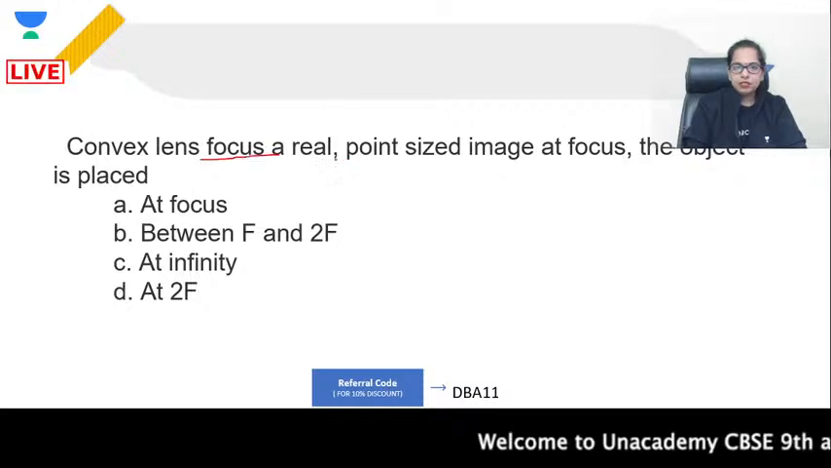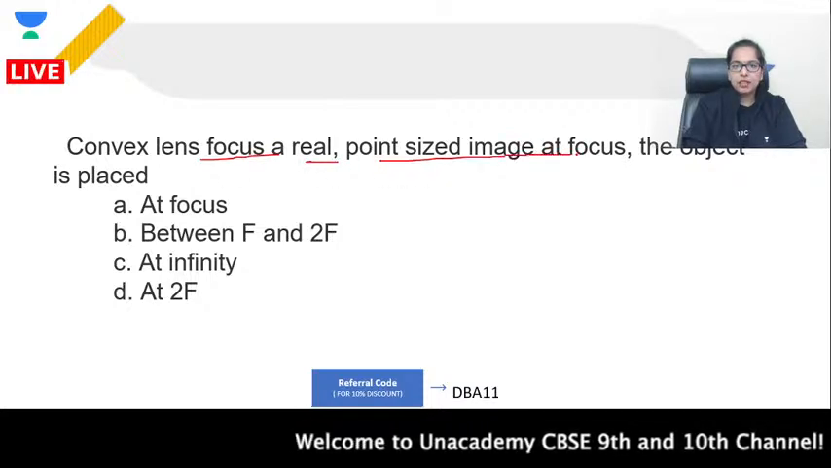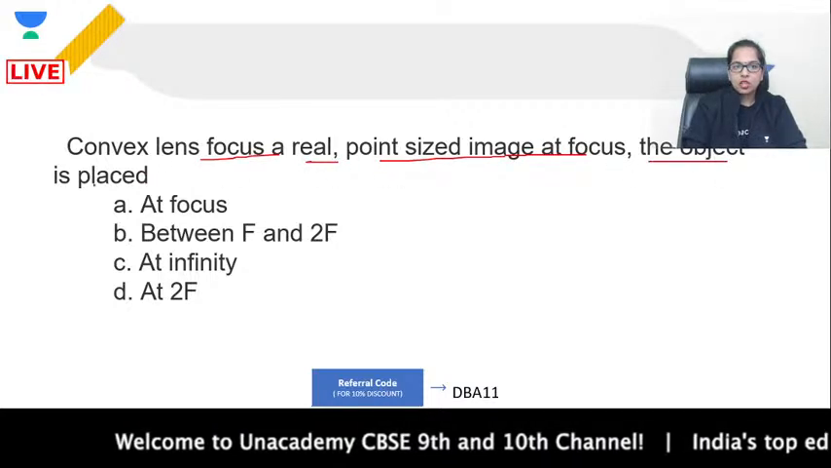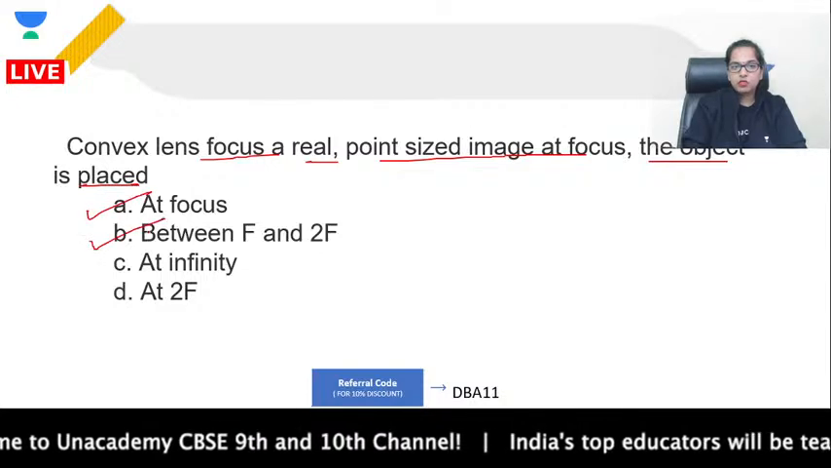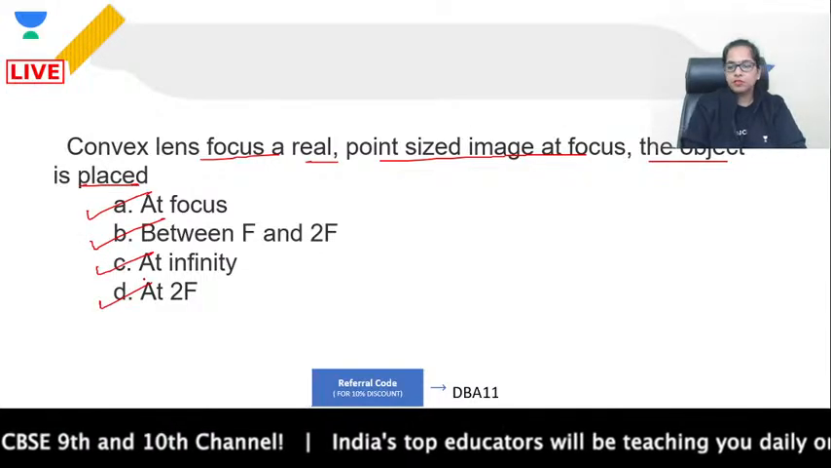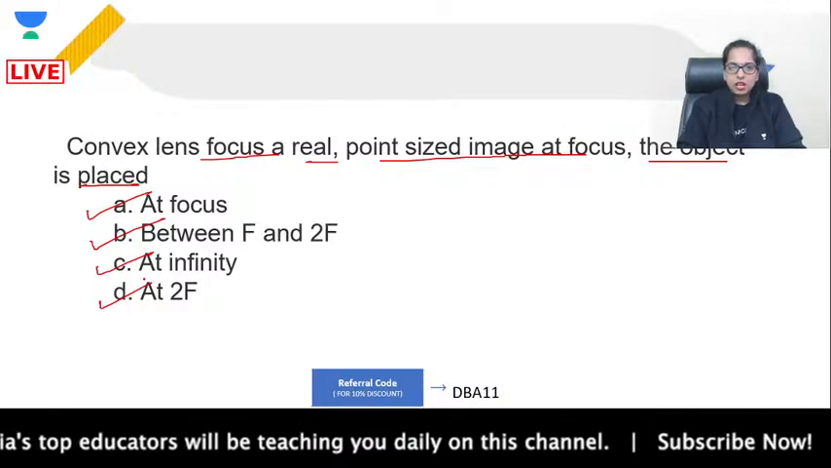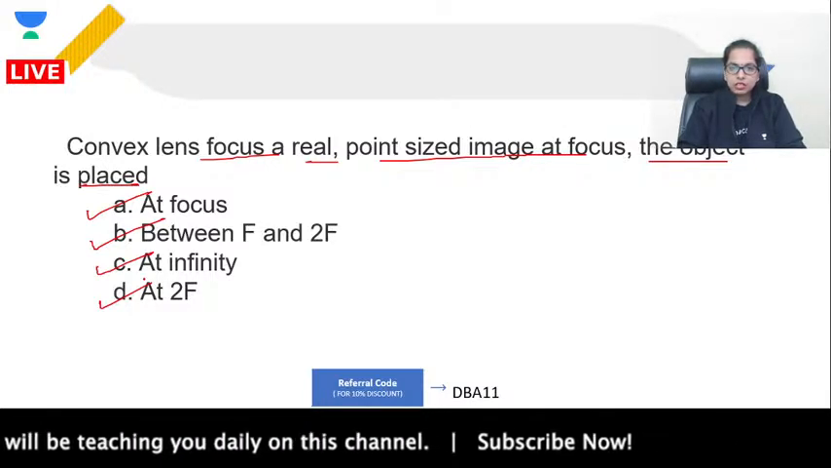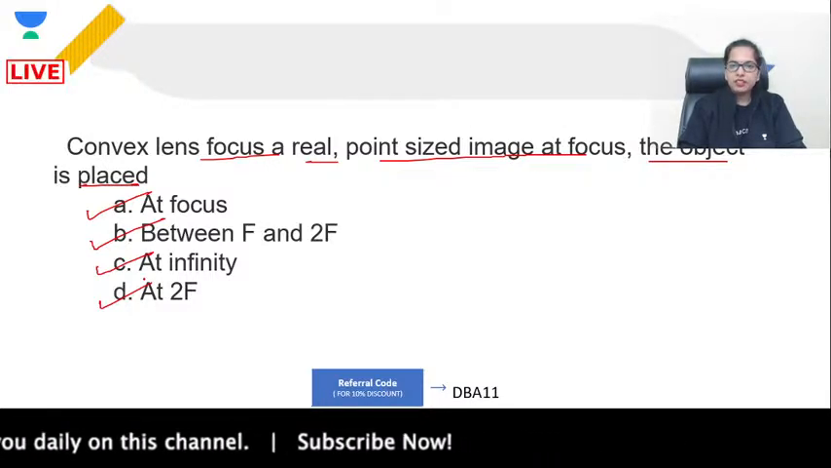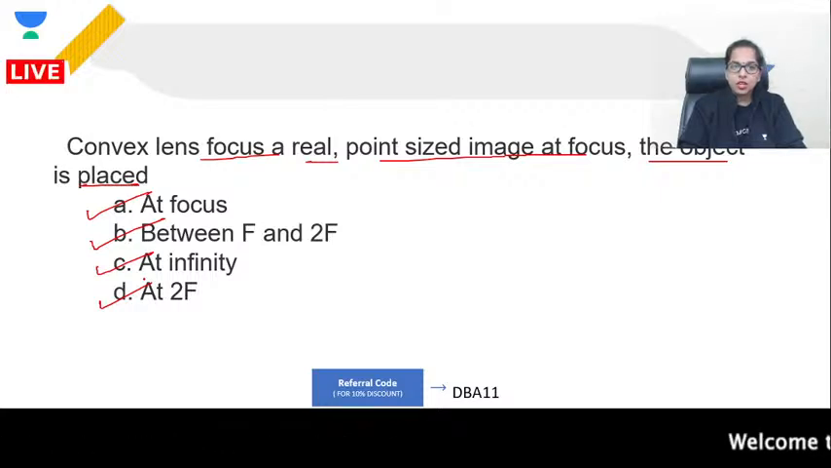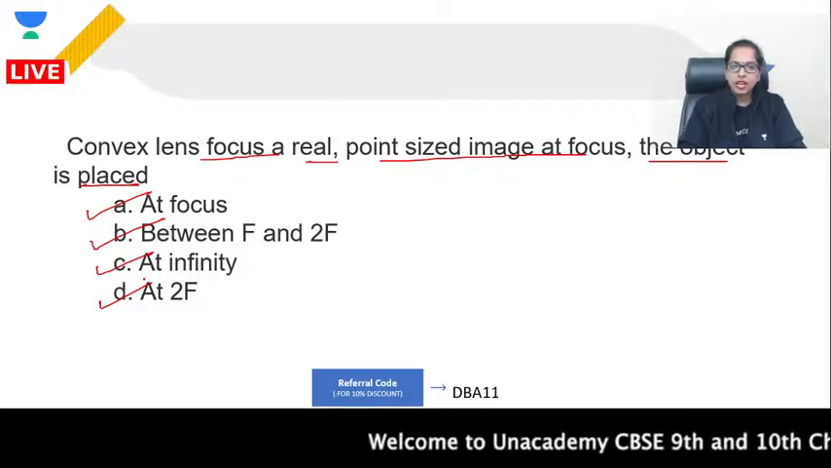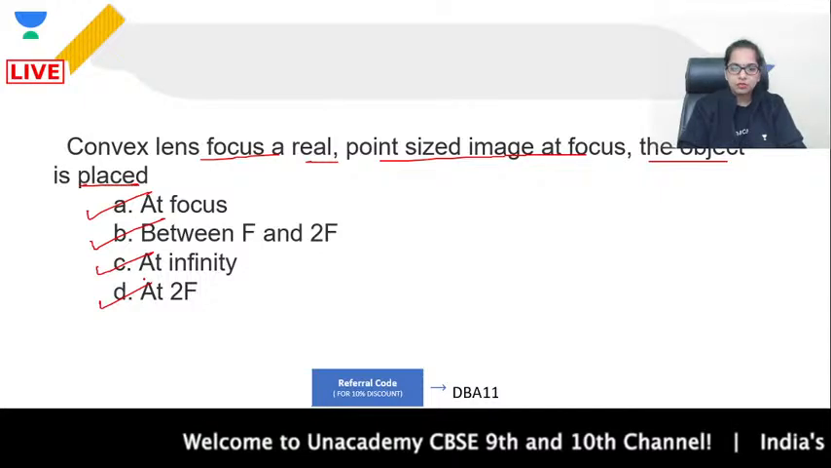Convex lens focuses a real point-sized image at focus. The object is placed at focus, between f and 2f, at infinity, at 2f. चलो जल्दी से आंसर मार्क करो quickly. A convex lens produces a real point-sized image at focus. The object is placed at focus, between focus and center of curvature, at infinity, at 2f.